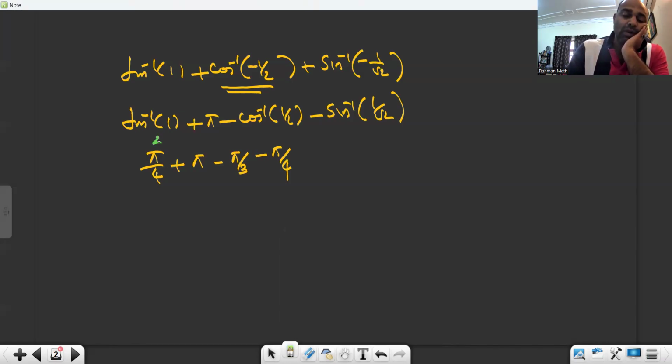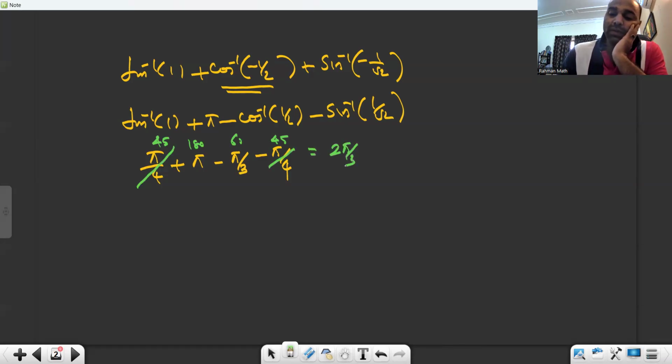LCM you can take: this is 45, this is 180, this is 60, and this also 45. 180 minus 60, 120. Minus this and this you can cancel. So 120 will come. 120 means what? 2 pi by 3. Almost everyone has given the correct answer. 2 pi by 3. Okay.